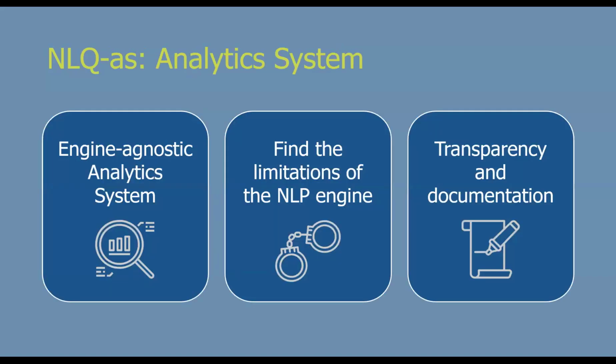So those are the problems, and that's why we came up with NLQ-as, the analytic system for our NLQ problem. This is an engine agnostic system, so as I said, it can work on an LLM or any other system. It is meant to find the limitations of this NLP engine and give us more transparency, and basically documentation, on the success of our engine, the kind of features and linguistic challenges that it can support, and where it does well. Obviously, I'm going to explain these principles as they pertain to the NLQ problem, but I think the same principles apply to many different NLP problems.